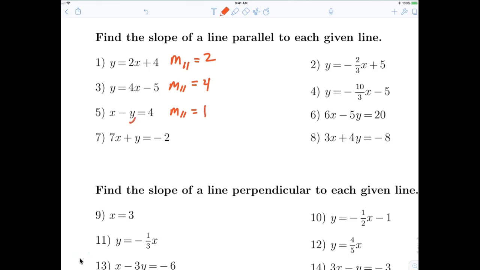Now keep in mind, all I had to do was take the -1y and move it over. The only thing I care about is the number in front of the x. Everybody good on that? So because the y moved over, the 1 is the slope. Speak up if you're not sure.